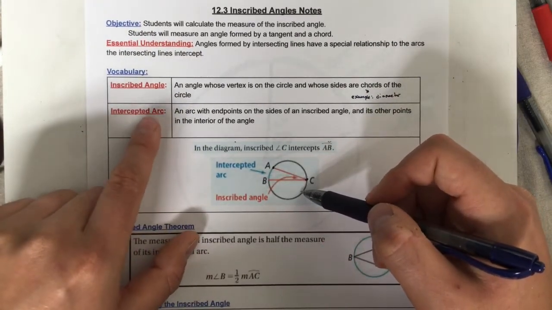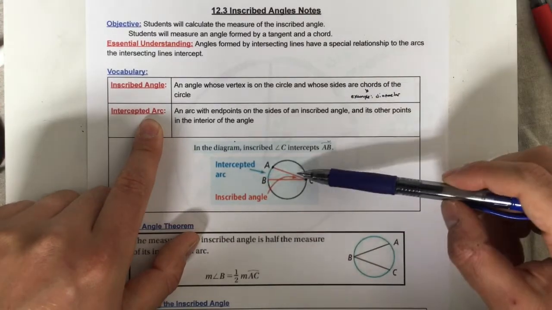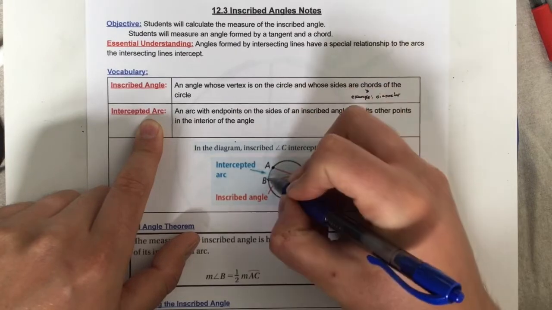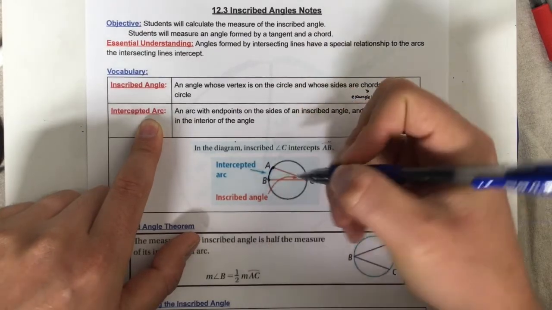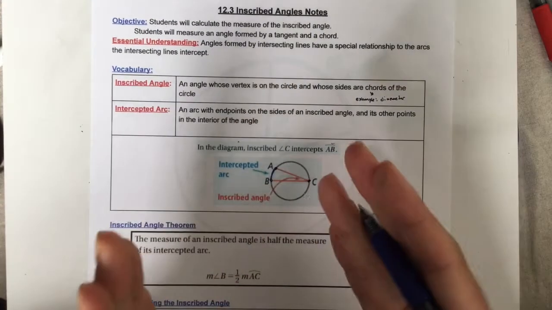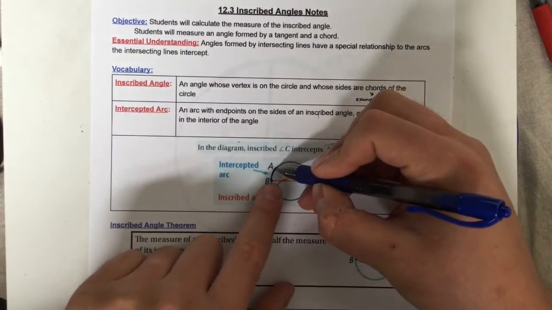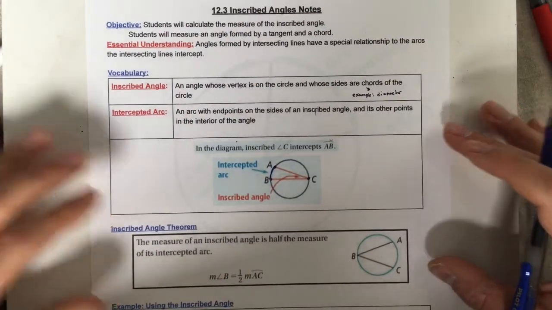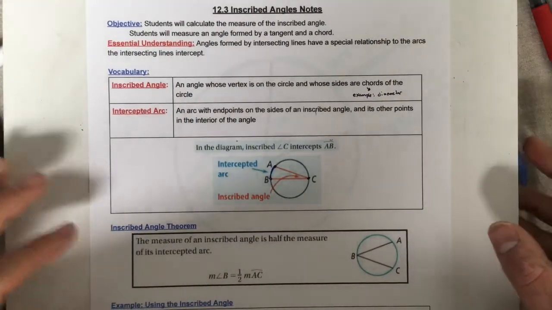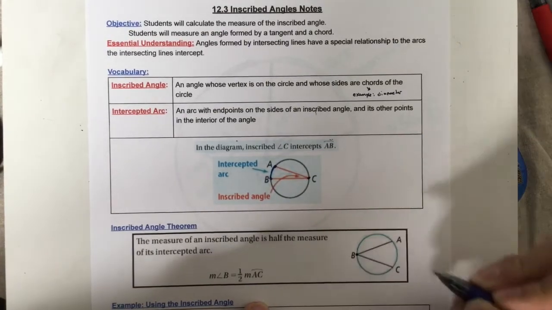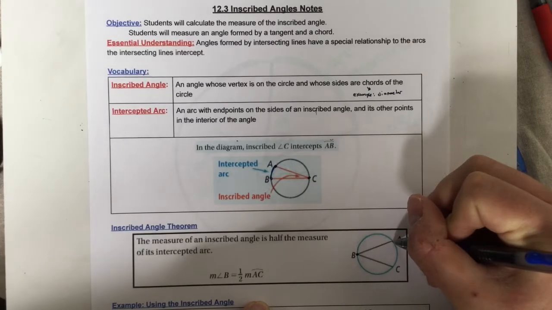The intercepted arc is where these two chords intersect the circle, here and here at A and B. This is what we call our intercepted arc. It's an arc with endpoints on the sides of the inscribed angle. So it's opening up and hitting the circle at these 2 points. One of the theorems of inscribed angles is that if you know this is an inscribed angle, as you can see here, it's connected on that point. Here's our intercepted arc.